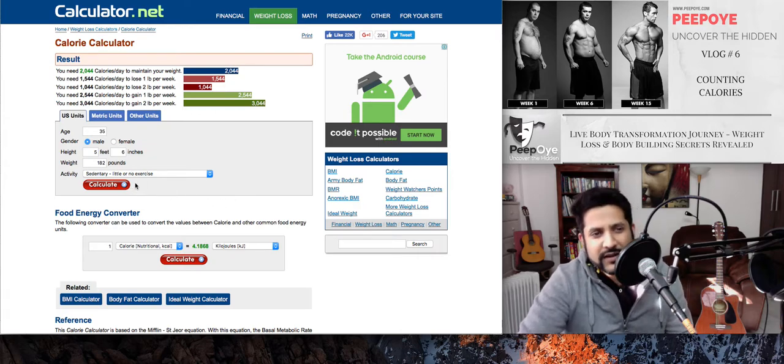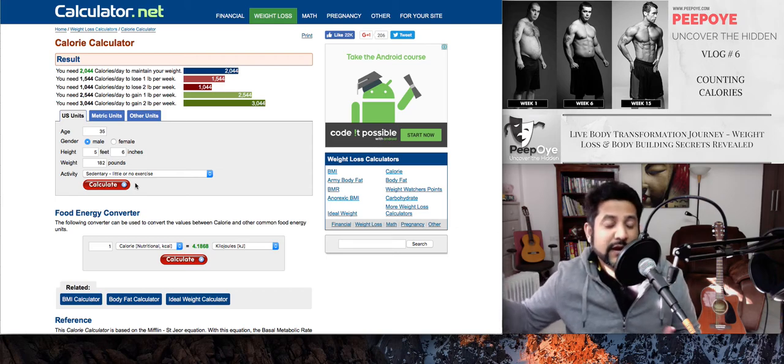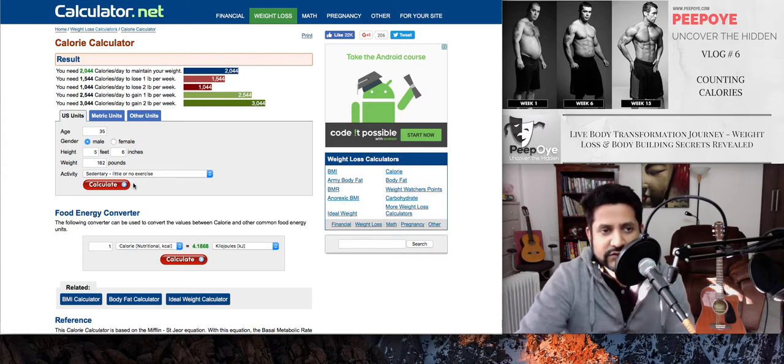So I think trying this calculator serves well at this point of time, when I don't have that body fat percentage and the metabolism rate known to me. So maybe later we could do that detailed work, but right now I'll use just this calculator.